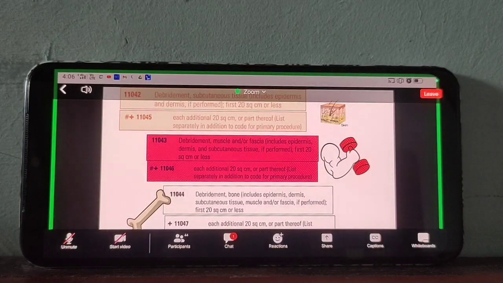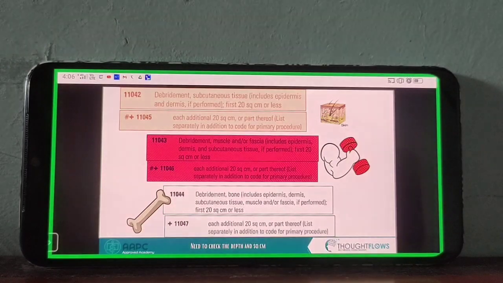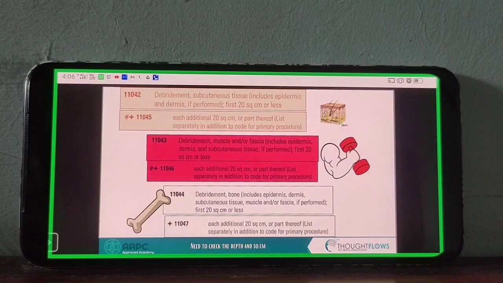Ma'am, suppose if it is 42, should we go for 11047 into 2 or just 11047? 42, how can we split? 20 plus 20 plus 2. For first 20, 11044. Then remaining 20 and 2 are here. So that's why 11047 into 2. Okay, 11047 into 2. Others, did you understand? Yes, ma'am.